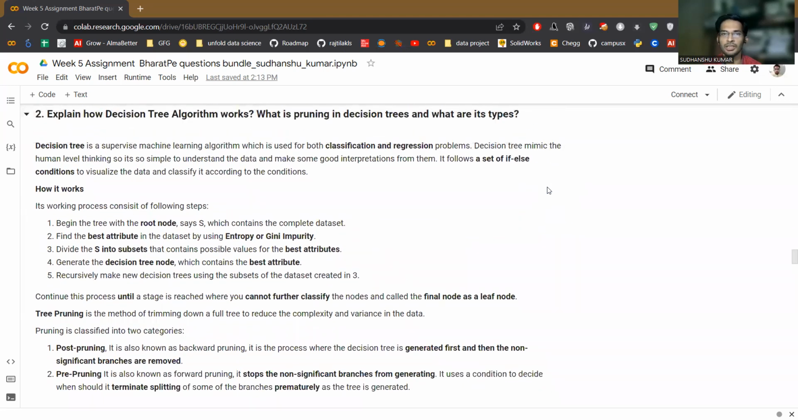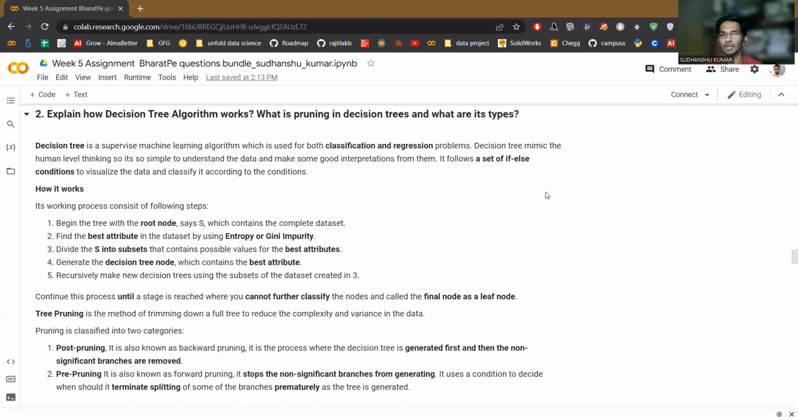And moving to the second part, what is pruning in a decision tree? What are its types? As we all know, decision trees are highly prone to overfitting. So pruning is helpful to reduce the overfitting. It is basically a method of trimming down the full tree to reduce the complexity and variance in the data. Pruning is classified into two categories, that is post-pruning and pre-pruning.